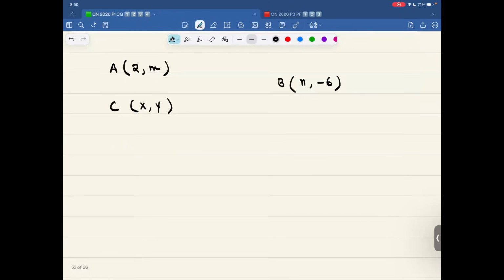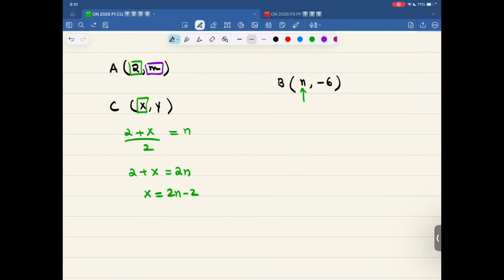That means take the average of 2 and X, it should equal N. So (2 plus X) divided by 2 equals N. 2 plus X equals 2N. Therefore, X is 2N minus 2.